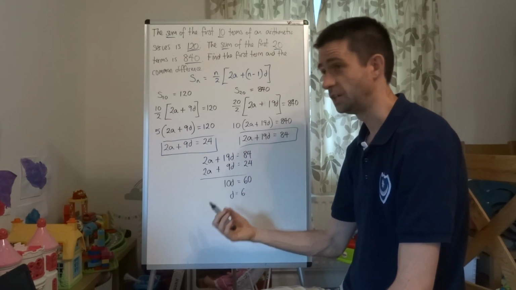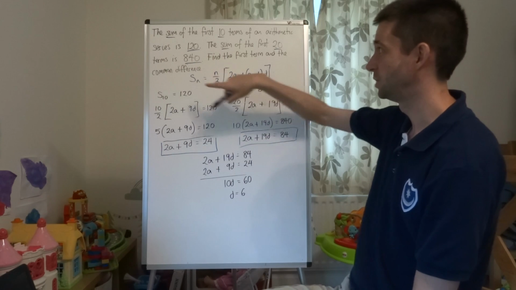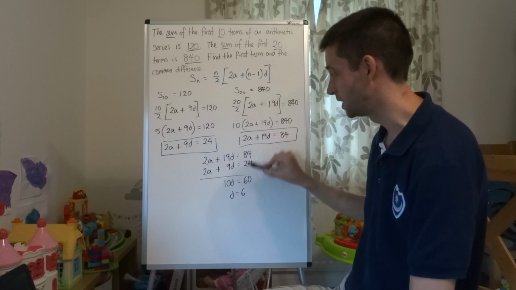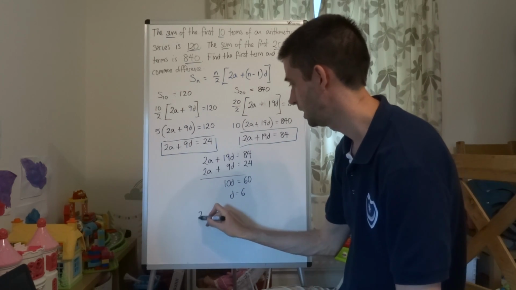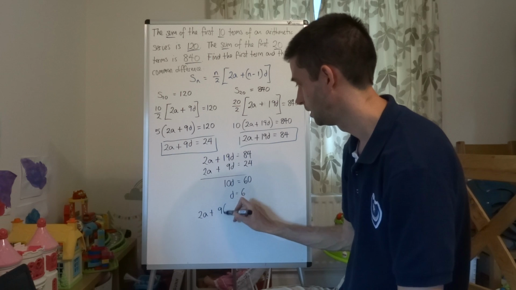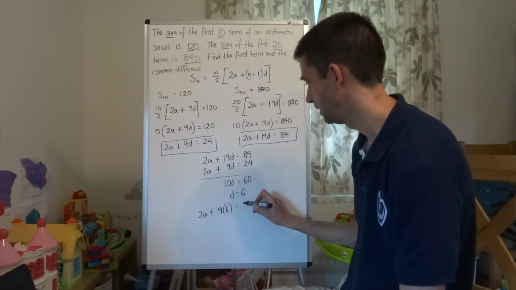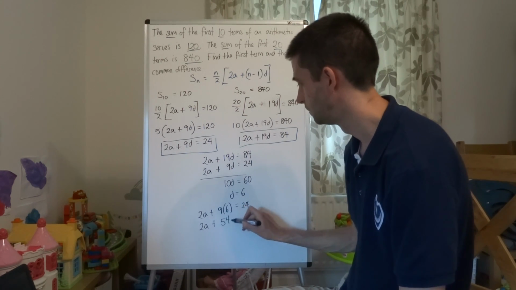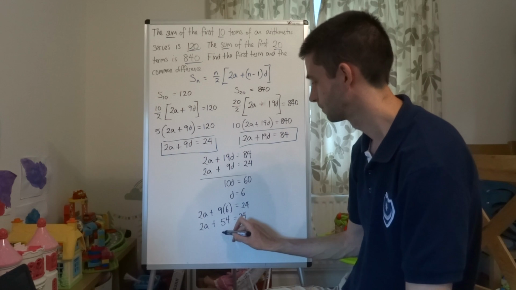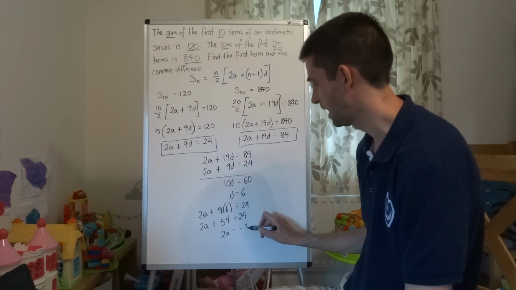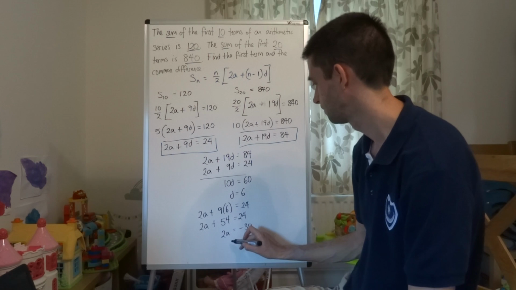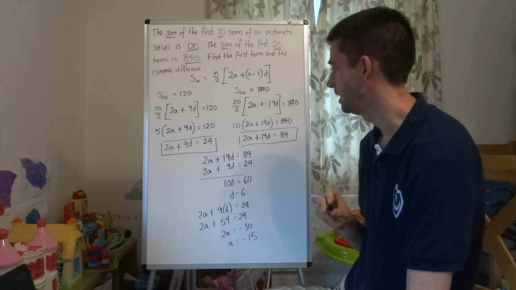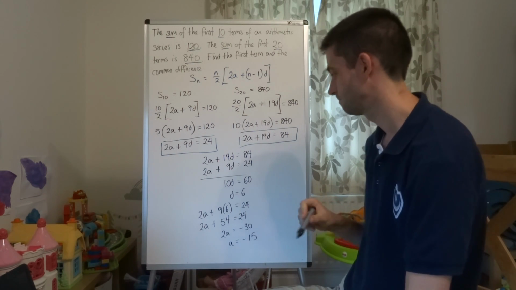Now that I know d, I need to work out a. So I found the common difference, I need to find the first term. So I can substitute d equals 6 back into either one of these equations. So I'll choose the second equation here. So 2a plus 9 lots of 6 equals 24. So 2a plus 54 is 24, which means that 2a is negative 30. And that a is negative 15.